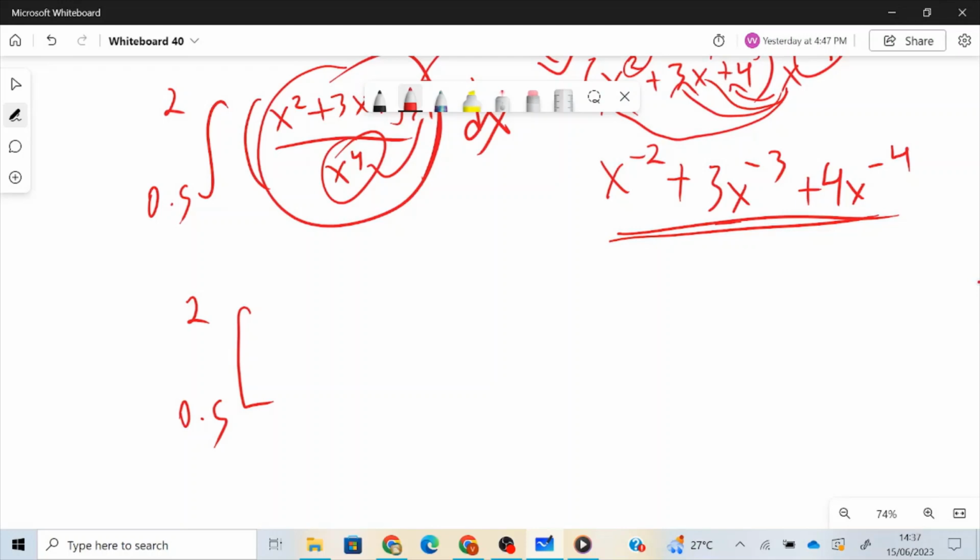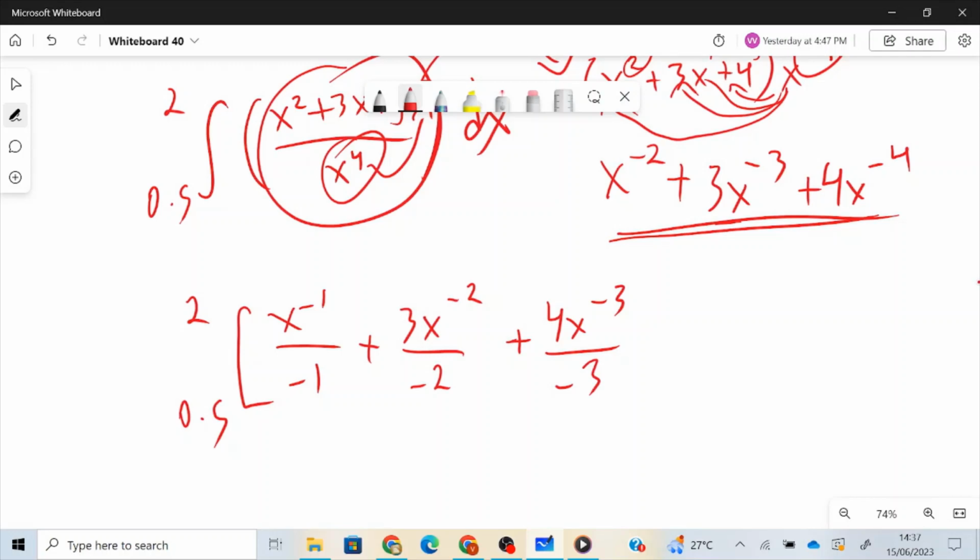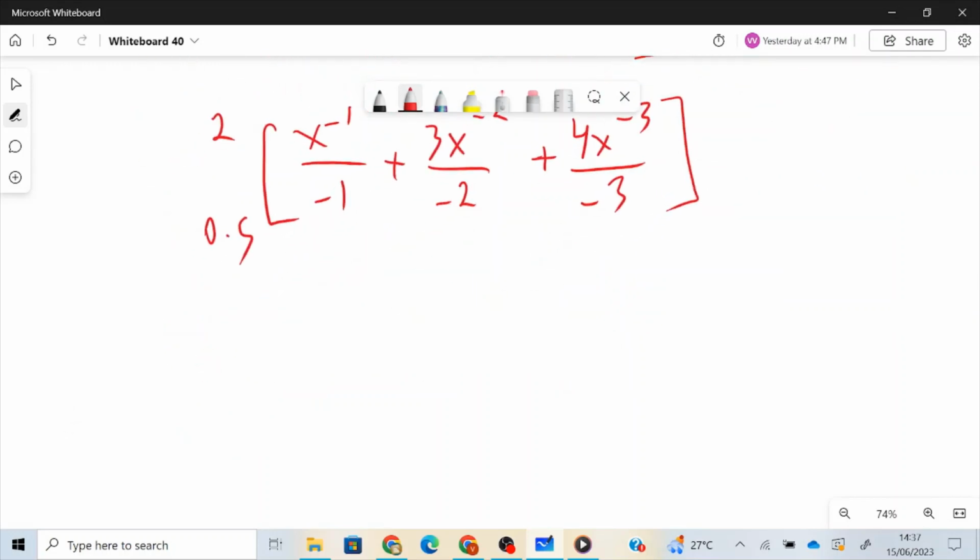x to the power minus 2, integrating it, we have x to the power minus 1 over minus 1, because we add 1 to the power and divide by the new power, plus 3x to the power minus 2 over minus 2, plus 4x to the power minus 3 over minus 3. Now we can simplify this to make it easier for us.